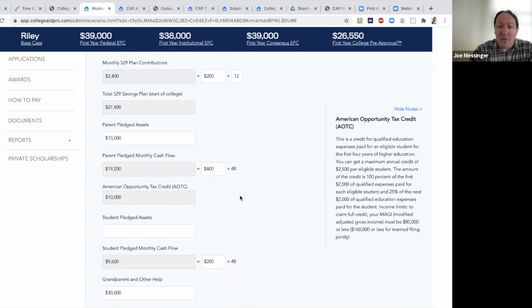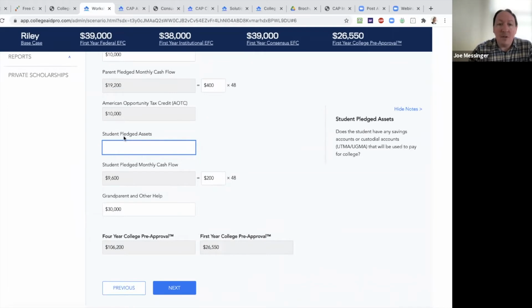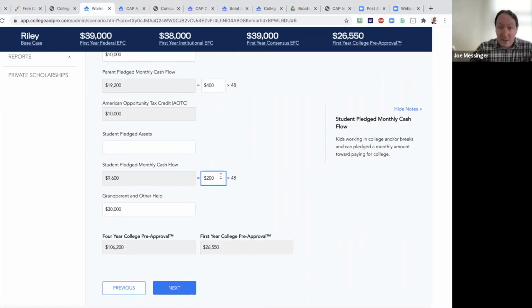So will they qualify for the American Opportunity Tax Credit? Right here, calculate automatically for you. And then let's talk about the student, right? How much can the student contribute to this process? Are they expected to work while they're in school? And if they are, is it beer and pizza money, or is it going towards tuition? Because that's a very different thing.